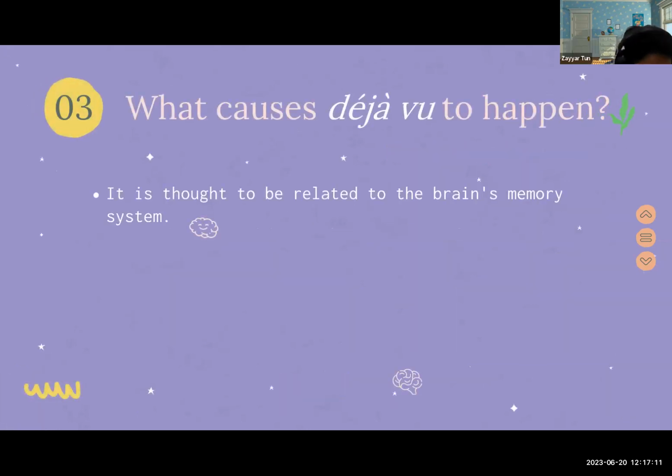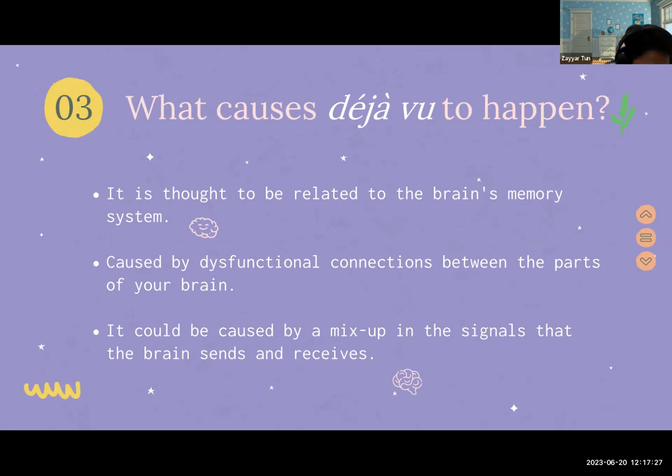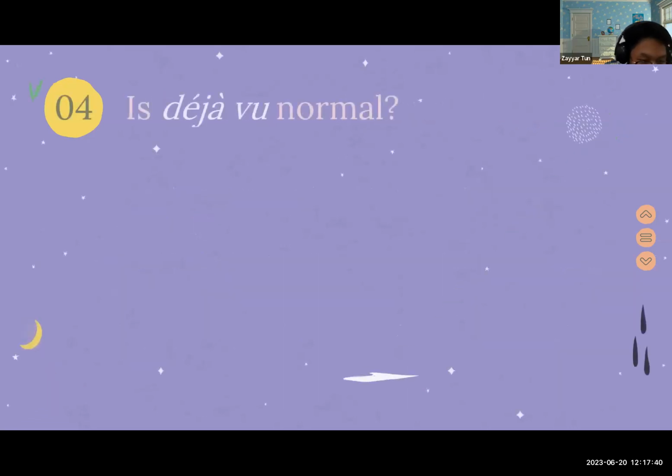The exact cause of deja vu is not fully understood, but it is thought to be related to the brain's memory system. Deja vu is caused by a connection between the parts of your brain that play a role in memory recollection and familiarity. It is possible that it could be caused by a mix-up in the signals that the brain sends and receives, or it could be due to a temporary glitch in the way the brain processes information.